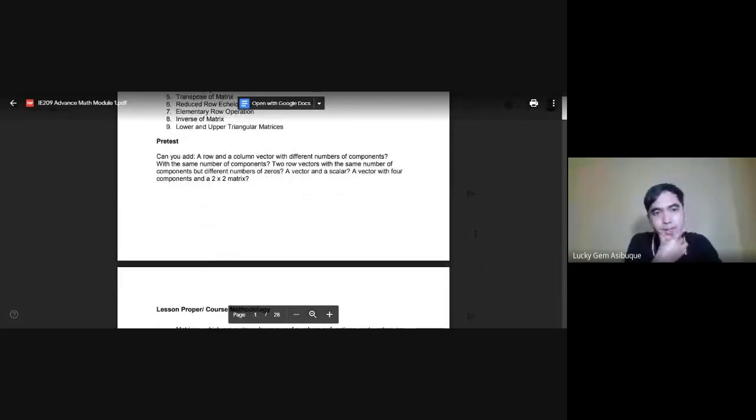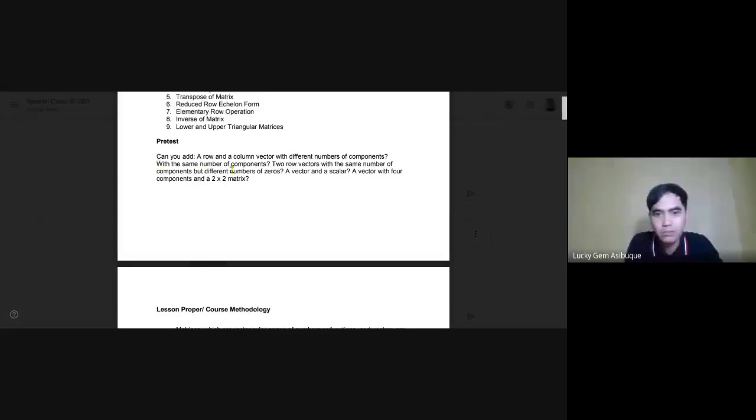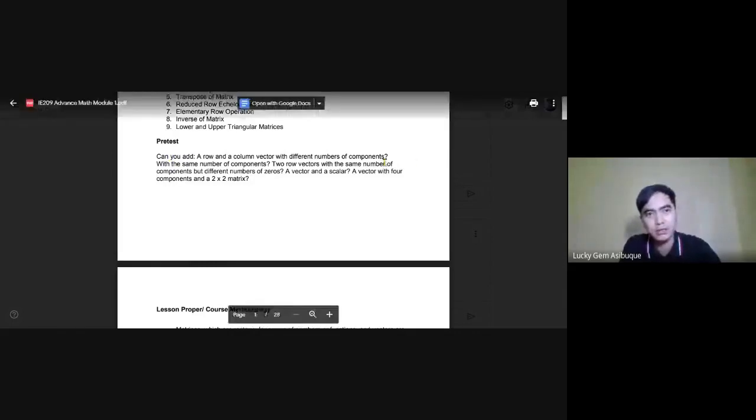So mamaya sa pretest nyo guys, sasagutin nyo lang to. Can you add a row and a column vector with different number of components? So pwede nyo bang sagutan? Ang isasagot nyo lang ay yes or no lang, okay? So sa ating Google Classroom, gagawa ako doon, pwede nyo nang sagutan, yung mga makakapagsagot. Okay, attach nyo na lang, sagutan nyo yung pretest.